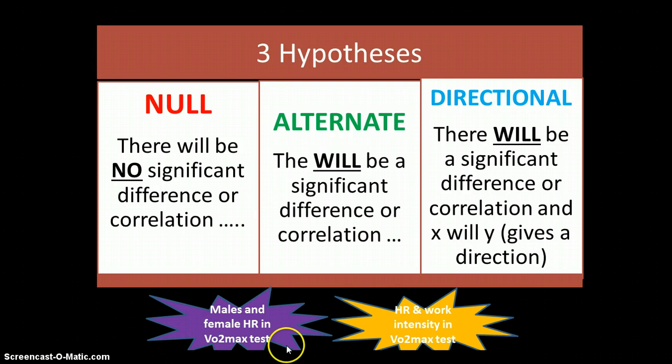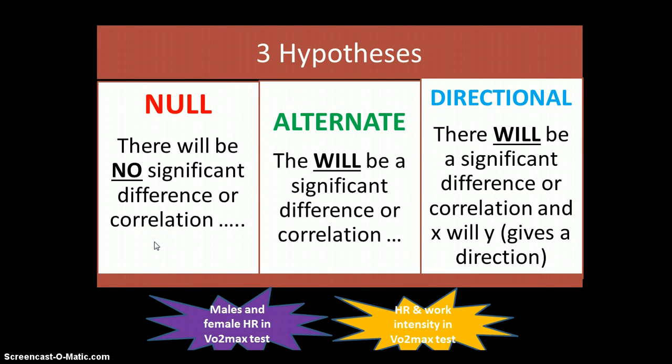So if we were using our other example, you might say, is there a significant correlation between heart rate and work intensity? And you would collect your data, put it in a statistical test. If there was a relationship, you would reject the null, because the null says there won't be a relationship, a significant relationship. So whatever your results come out as, you accept or reject the null. So the null is the key hypothesis.